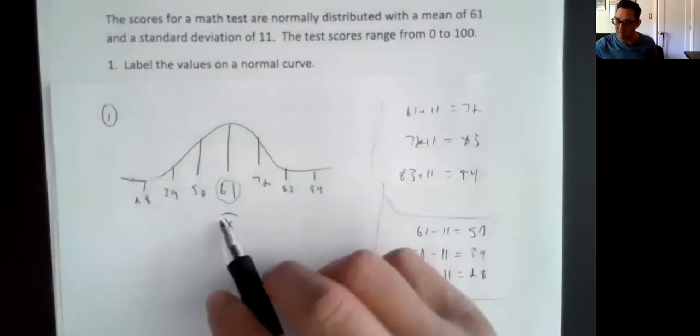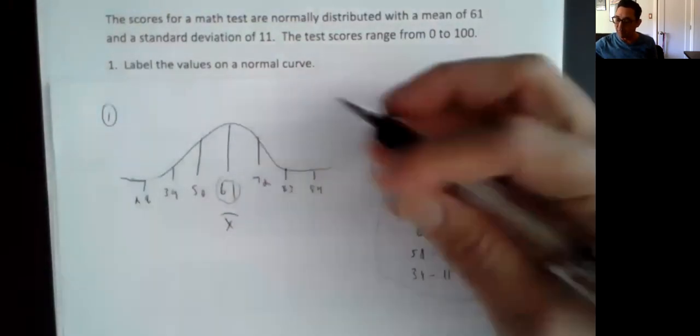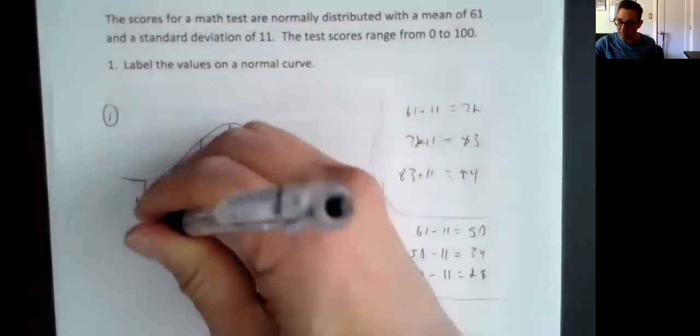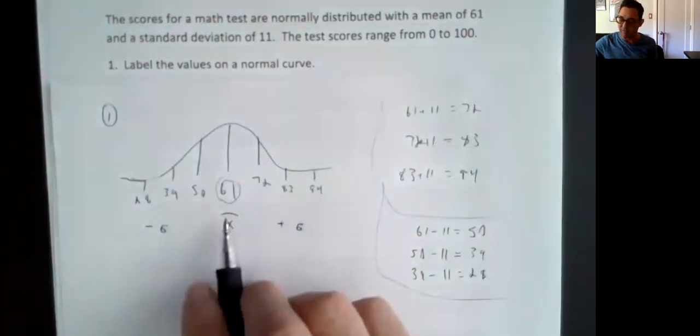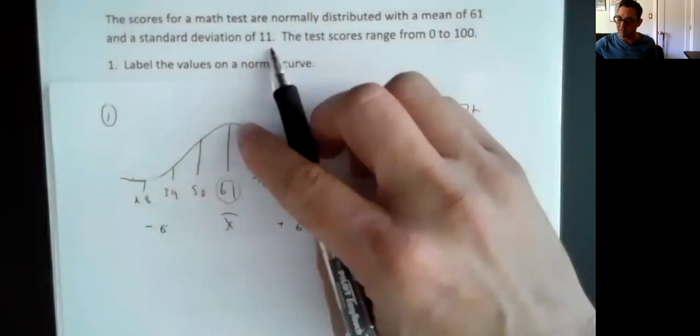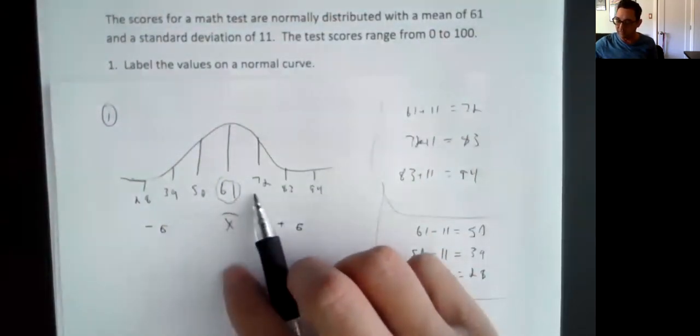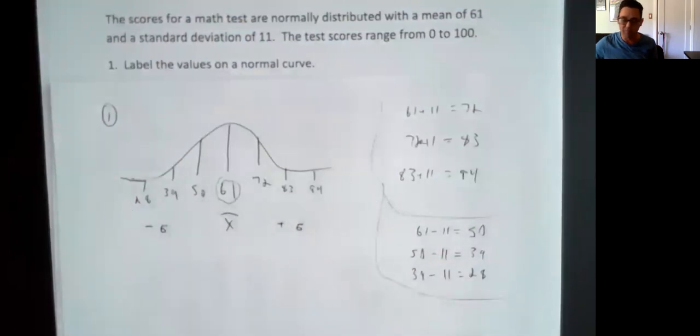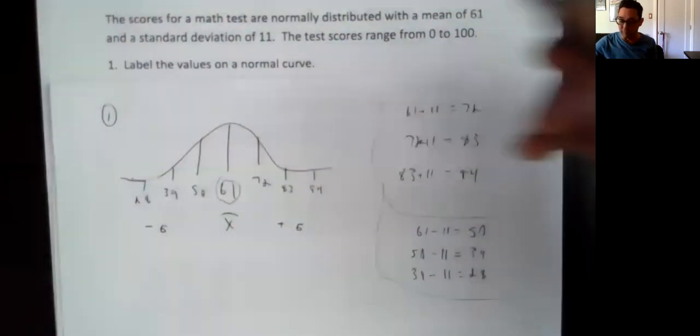Start with your mean, goes in the middle, and then for these numbers, you're adding standard deviations on this side, and this side you're subtracting standard deviations, right? So whatever your standard deviation is, in this case it's 11, 61 plus 11, 72 plus 11, plus 11, do it 3 times, and then minus. Okay, now let's go on. That's it. We're done with problem number 1.